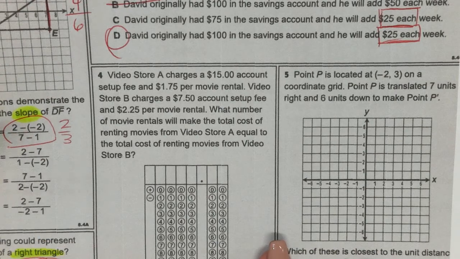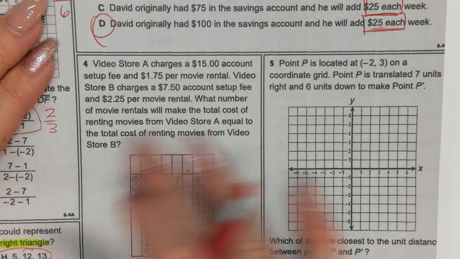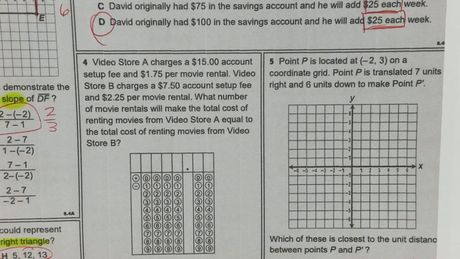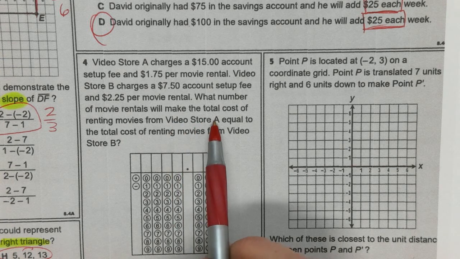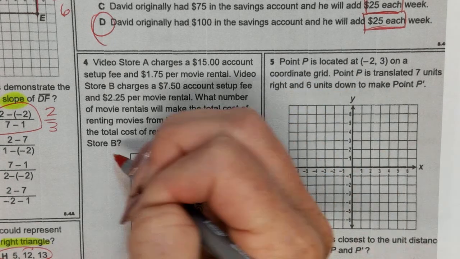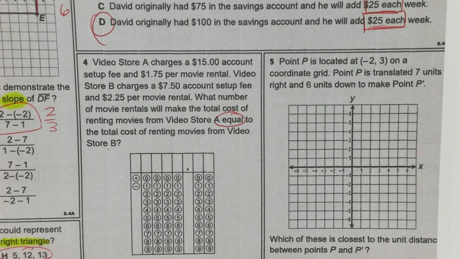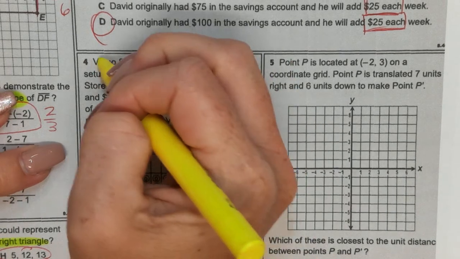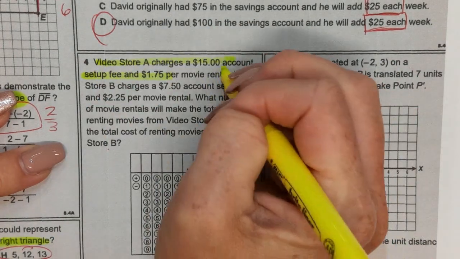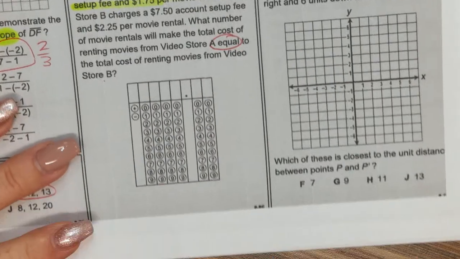Number 4. Anytime it looks like this, you have to set up an equation. Okay? And you know that it's an equation because it says when will video store A equal video store B. That tells you right there to make an equation. Video store A is this one. So you go write an equation for A.